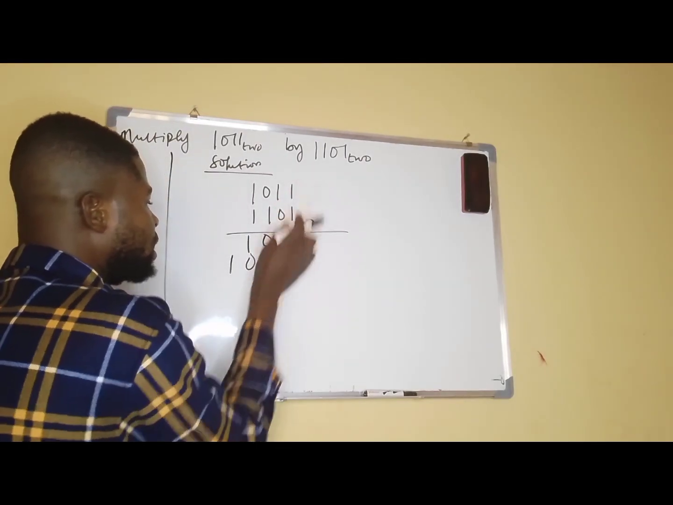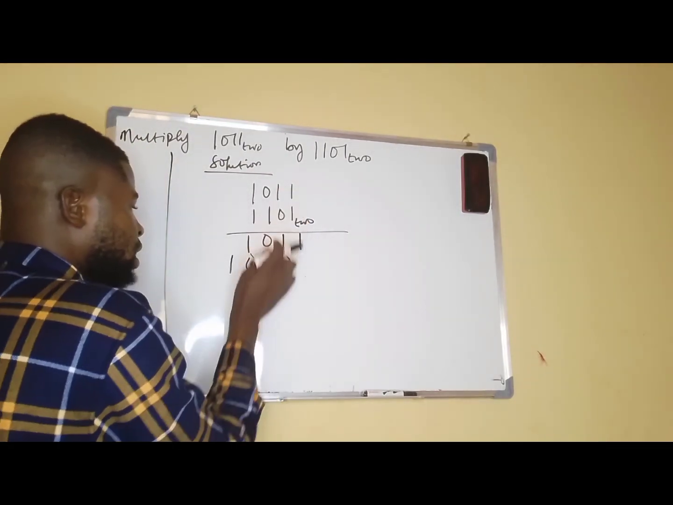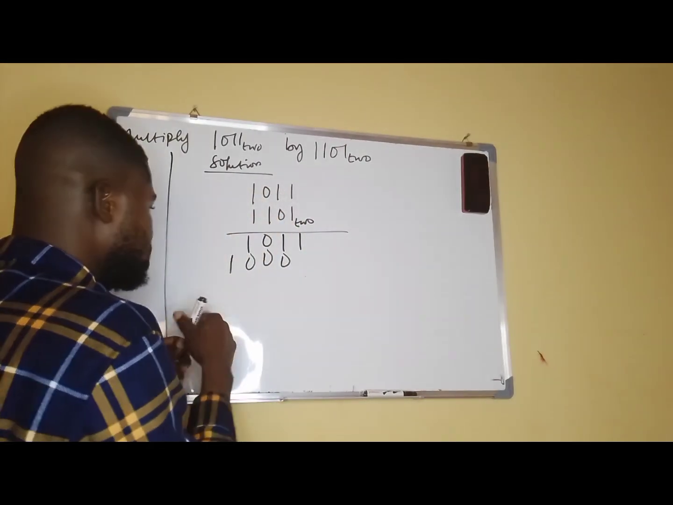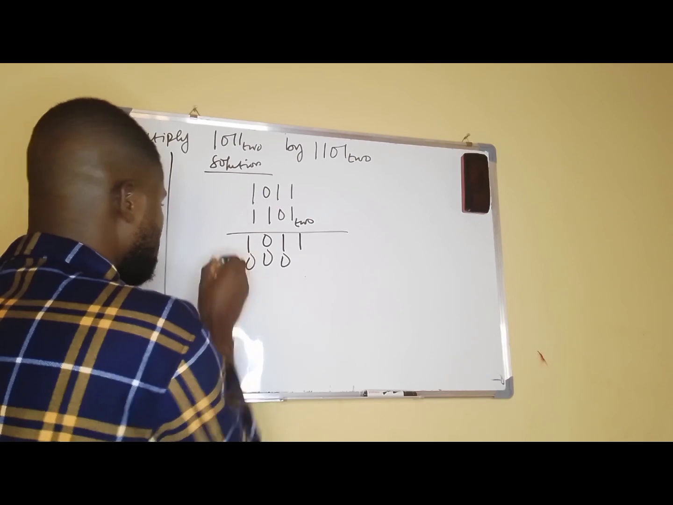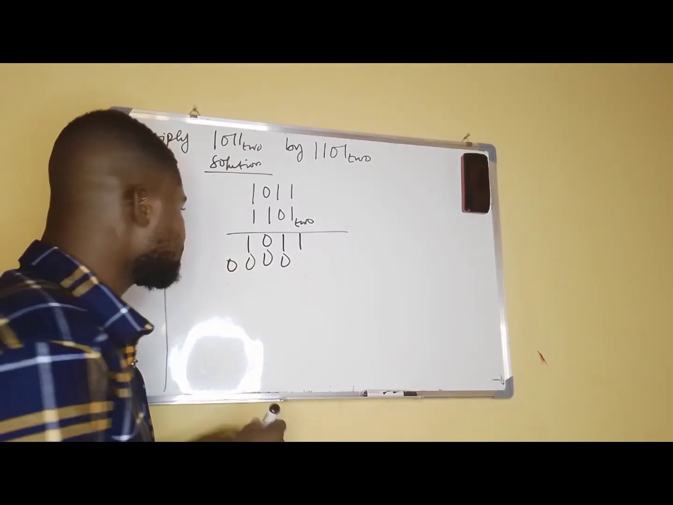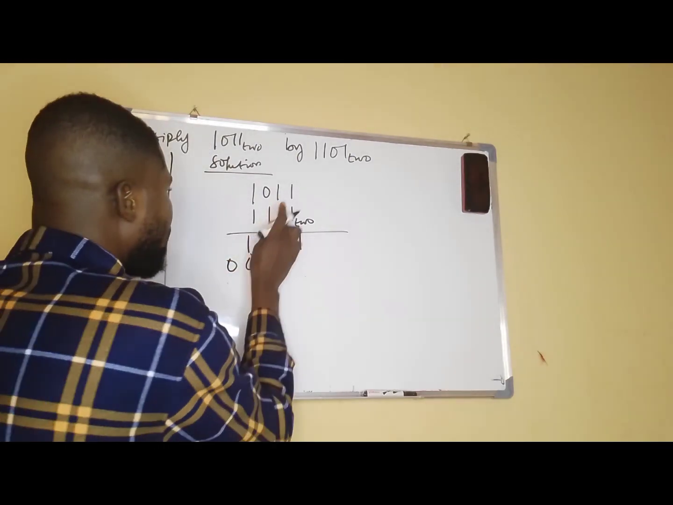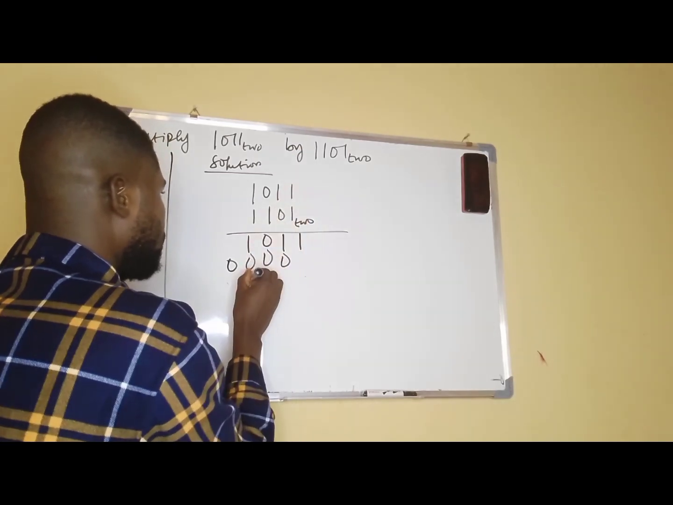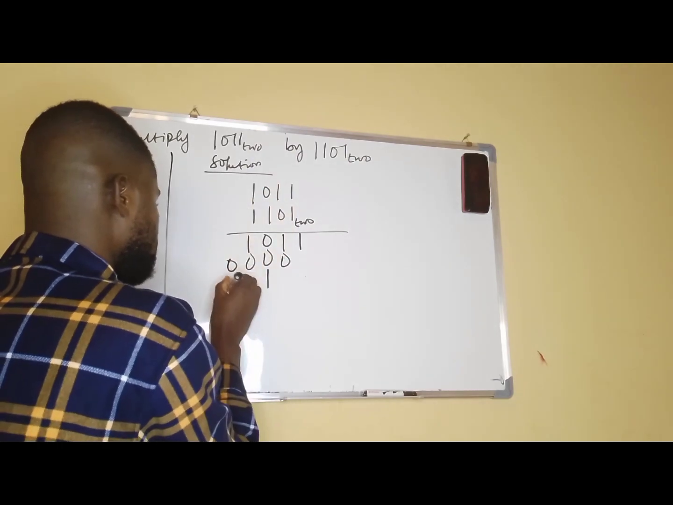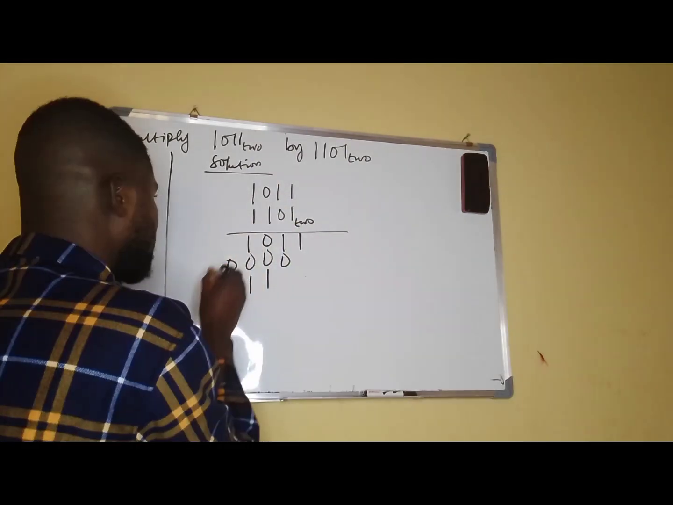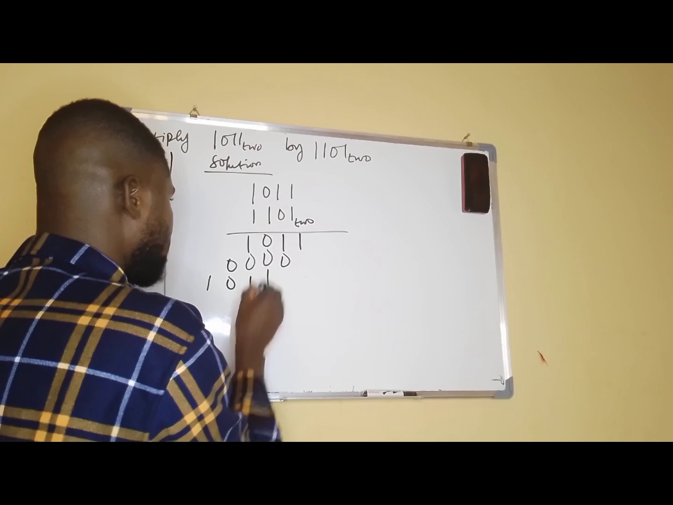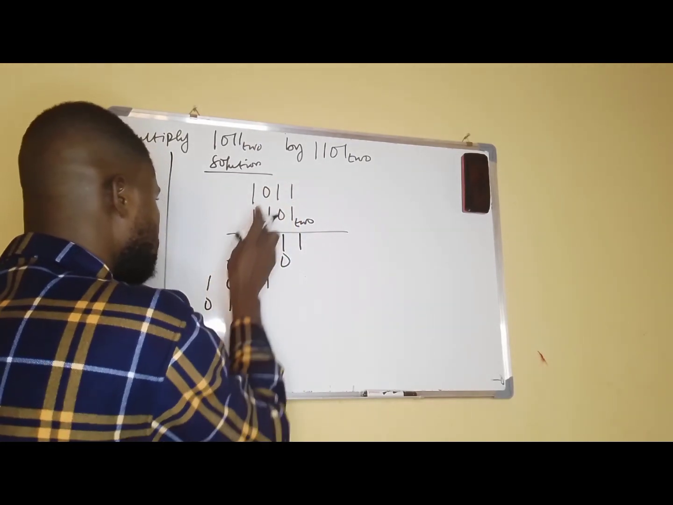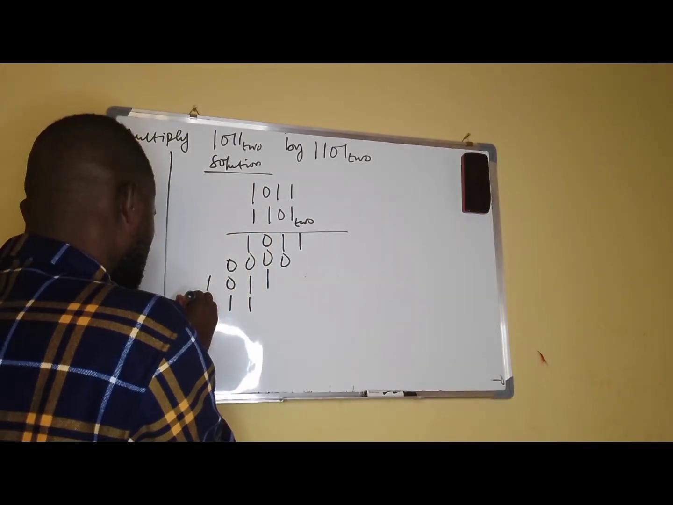0 multiplied by 1 is 0. 0 multiplied by 1 is 0. 0 multiplied by 0 is 0. 0 multiplied by 1 is 0. Any confusion? Now, 1 multiplied by 1 will give us 1. 1 by 1, 1. 1 by 0, 0. 1 by 1, 1. 1 by 1, 1. 1 multiplied by 1, 1. 1 multiplied by 0, 0. 1 multiplied by 1, 1.